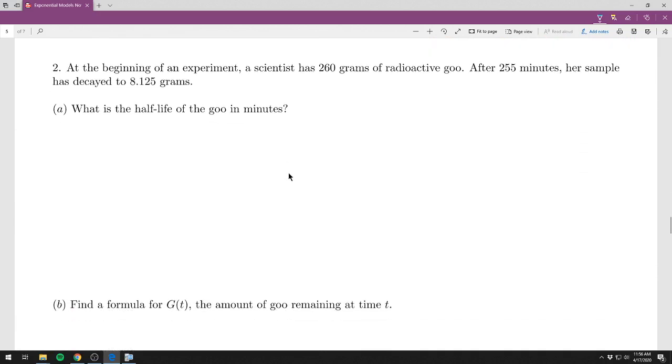Okay. So number 2 here is similar. It just works the opposite way. As you'll read, it says, at the beginning of an experiment, a scientist has 260 grams of radioactive goo. After 255 minutes, her sample has decayed to 8.125 grams. Question is, what is the half-life of the goo in minutes? That's the first thing.